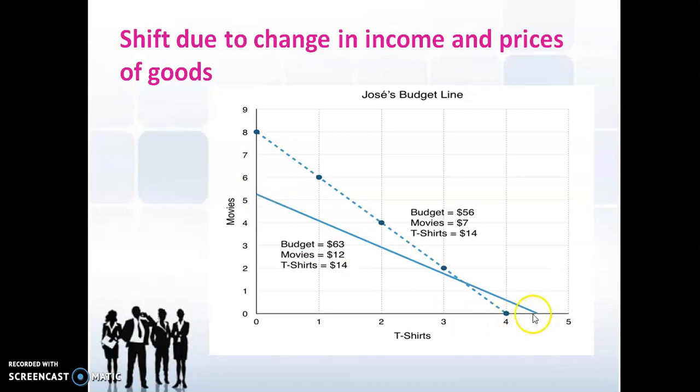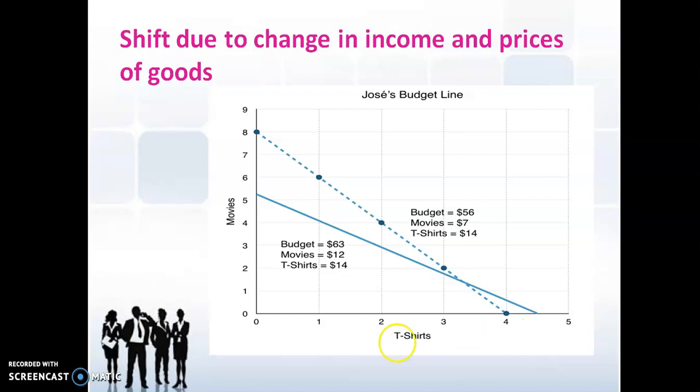Now, how did we get this? Because the income is increasing and t-shirt prices are constant, your consumption is going to increase. So 63 divided by 14, you get something in the order of 4 point something. So what will be the new budget line when there is a change in income as well as a change in the prices of goods? This is the new budget line that you have. So this is related to the budget constraint.